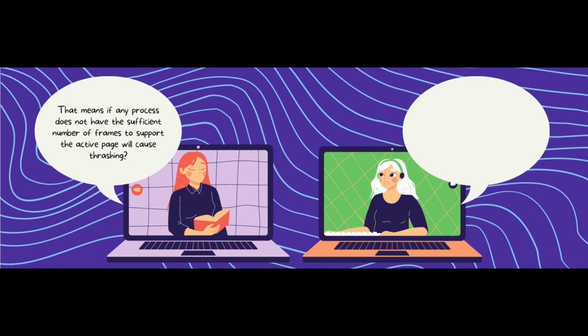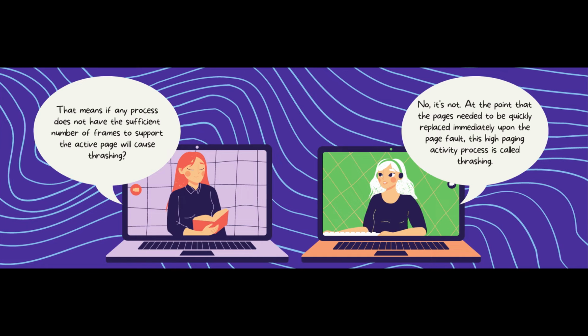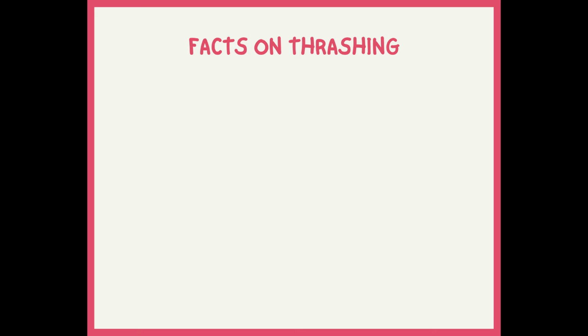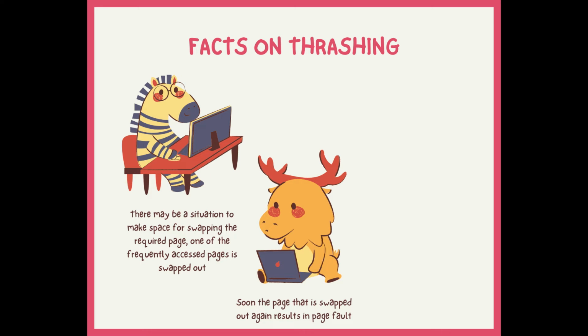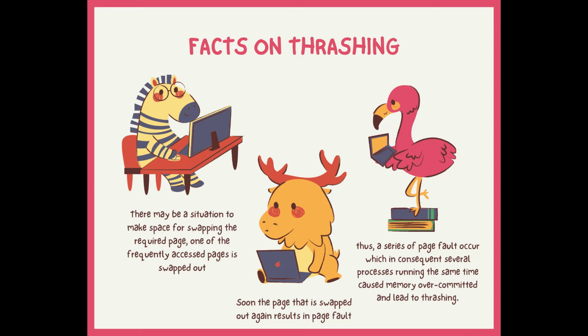That means if any process does not have a sufficient number of frames to support its active pages, it will cause thrashing? No, it's not. At the point that pages need to be quickly replaced immediately upon a page fault, this high paging activity is called thrashing. There may be a situation where, to make space for swapping in the required page, one of the frequently accessed pages is swapped out. Soon the page that was swapped out again results in a page fault.